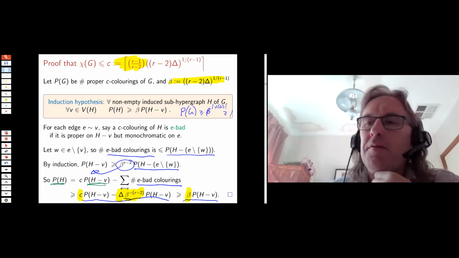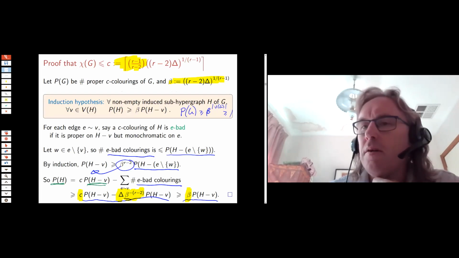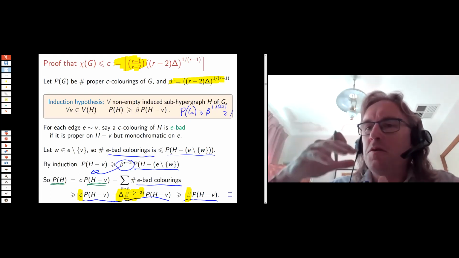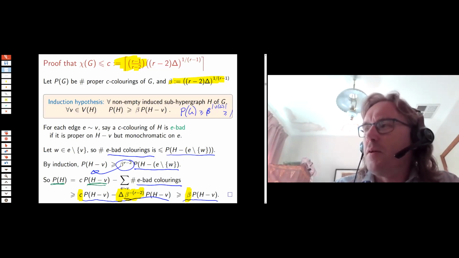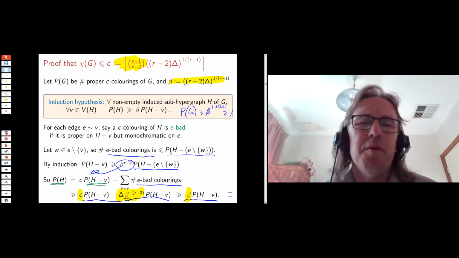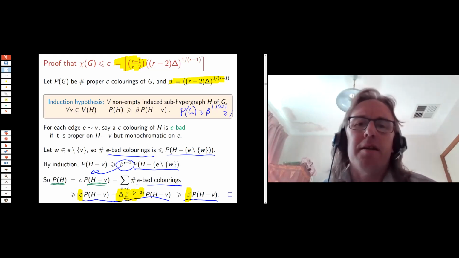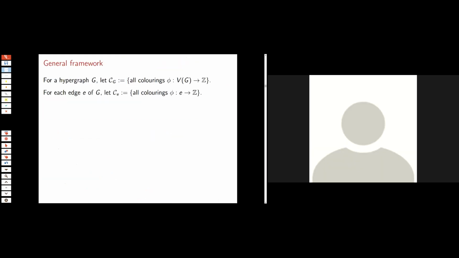I mean, if you have a bigger edge, then you can sort of make the edge slightly smaller, and then if it's not monochromatic on the smaller edge, then it's not monochromatic on the bigger edge. Yeah. Okay. So you really can assume, without loss of generality, that it's a uniform hypergraph. Okay, so I want to jump to the general framework, and this is how we set it up.